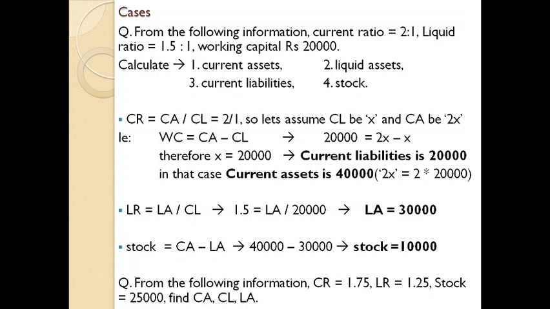Okay, another question. It's another application question. Let's see how we are going to deal with it. From the following information, current ratio is 1.75, liquid ratio is 1.25, stock is 25,000. Find current assets, current liability and liquid assets.